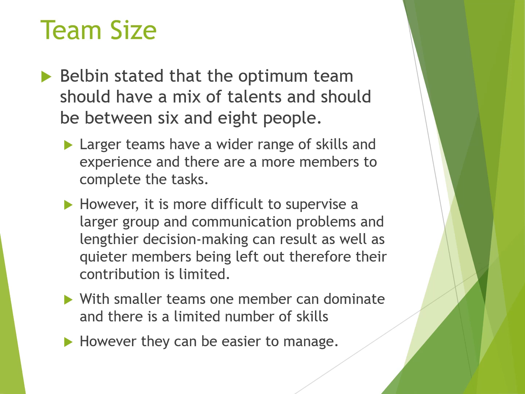With smaller teams, one member can dominate and there's a limited number of skills, so you've really got to watch that you're somewhere in the middle between the 6 and 8 people. You can't have this longer decision making, communication problems, maybe little sub-teams forming, but you also have to make sure that in a smaller team you don't have a dominant person. We are a team, so we should all be working together. However, obviously smaller teams are easier to manage.